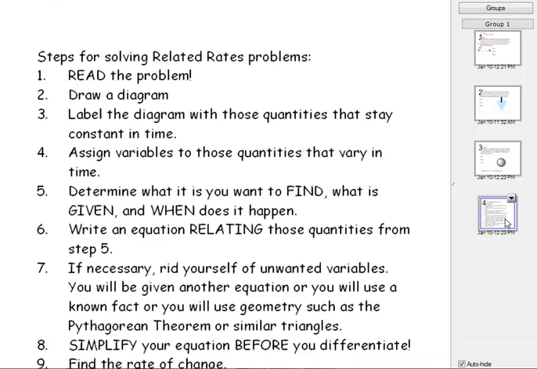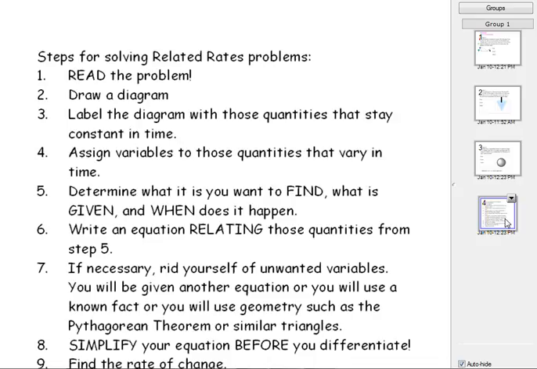on the last page, it gives you the step-by-step instructions. Read the problem. Draw a diagram. Label your diagram with quantities that don't change. Give variable names to those things that do change. Find the find, given, and when. And there may be some tweaks to that a little bit sometimes.